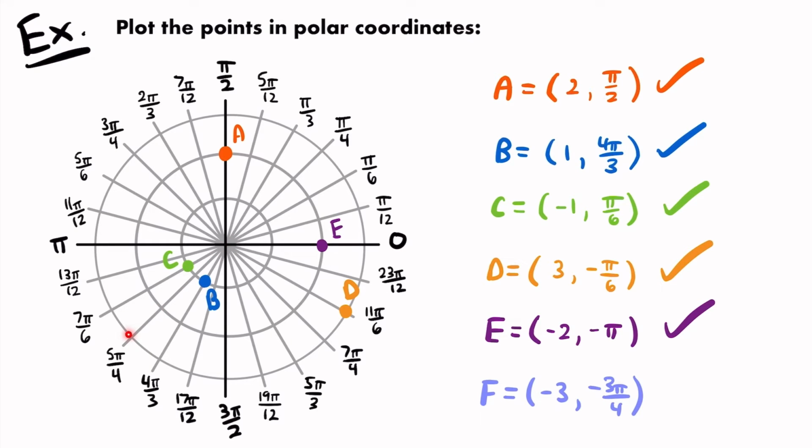But since it's -3, we need to reflect that to this point right here. And so this point right here along the angle of pi divided by 4 is our point F.